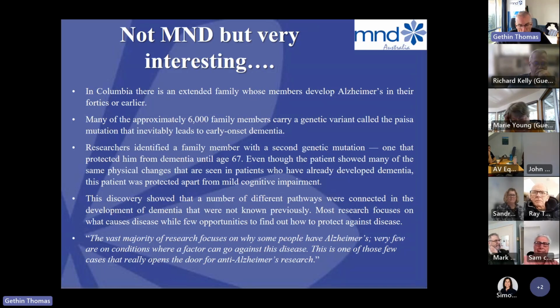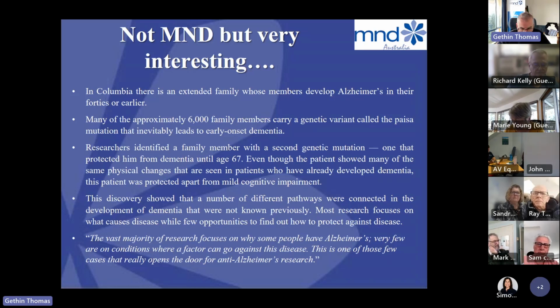So what they found is that one member of that family had a second mutation that meant he didn't get the disease until he was 67, rather than in his early 40s. Basically, we're always looking for mutations that cause disease. We never look for mutations that stop disease. And this is a really interesting study where they've actually identified a pathway that prevents disease. And we don't see that very often.